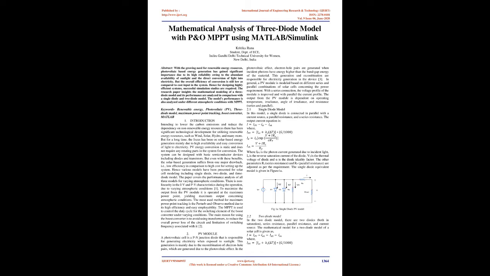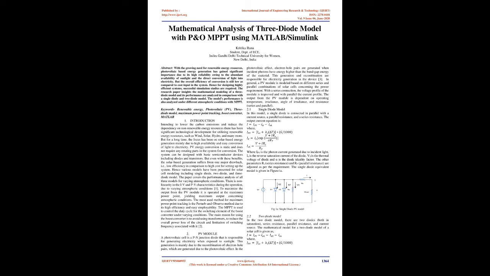PV energy conversion is static and does not require any rotating parts in the system for conversion. The system can be designed with basic semiconductor devices including diodes and transistors. But even with these benefits, solar-based generation suffers from one major drawback, i.e., low efficiency in comparison to the high cost of setting up the system. Hence, various models have been presented for solar cell modeling, including single-diode, two-diode, and three-diode models.